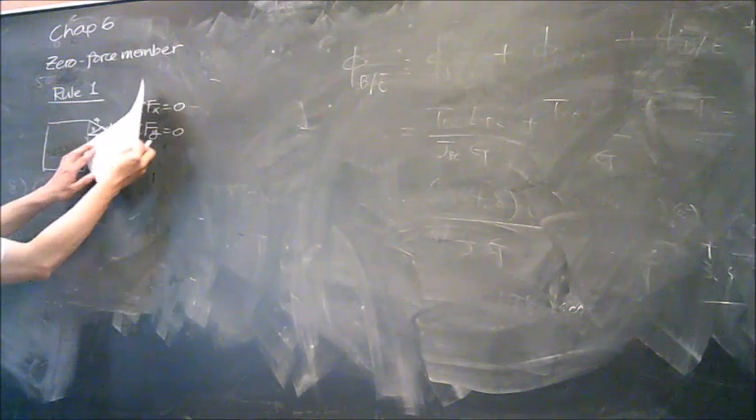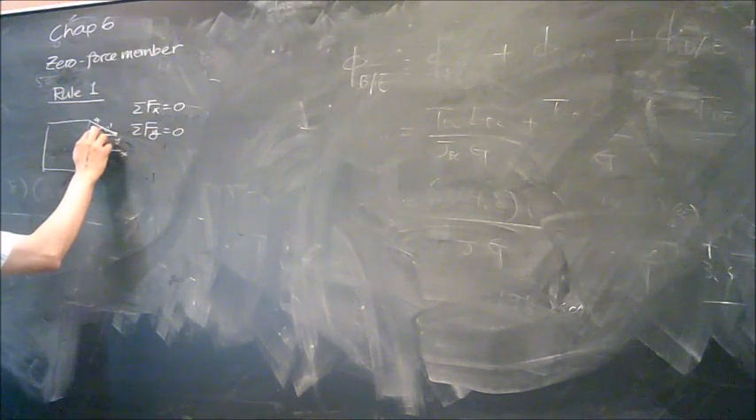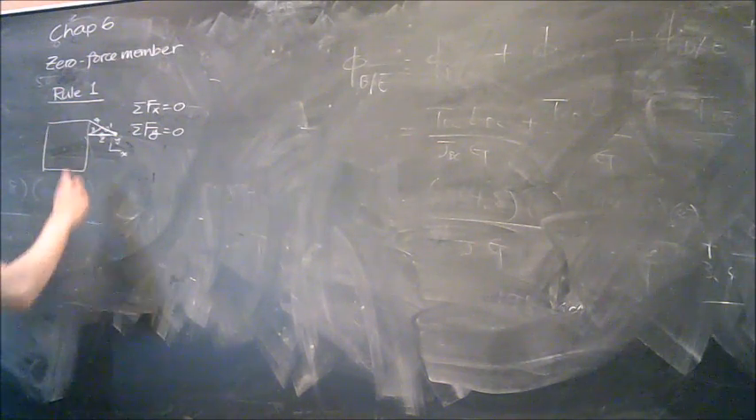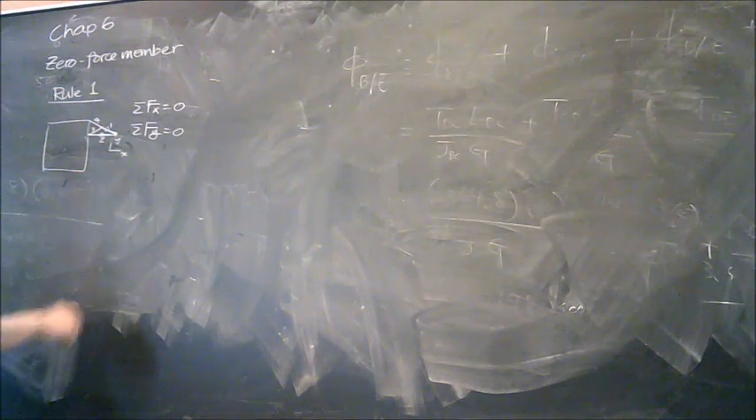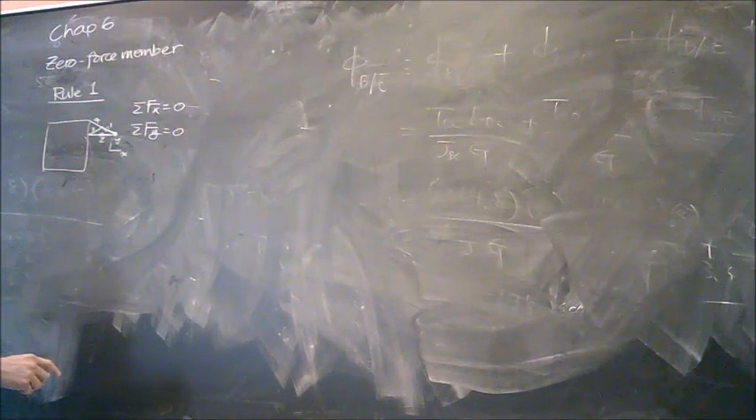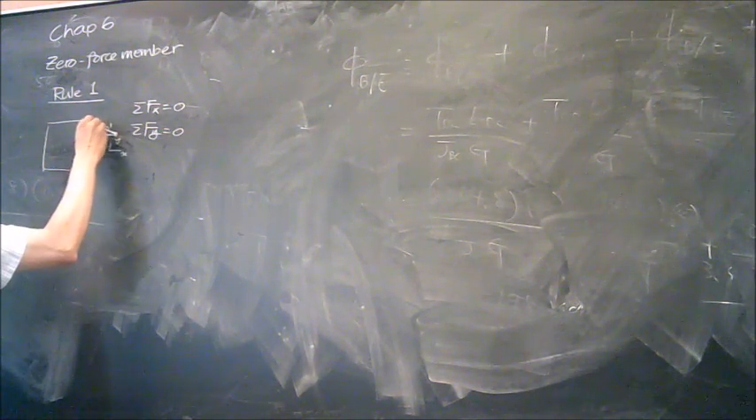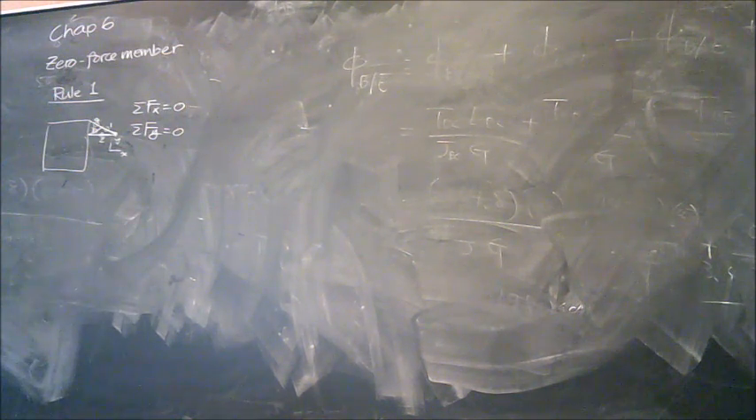And when you remove those two, 3 and 4 become a structure sticking out from somewhere, and they don't have any external force applied to them. So 3 and 4 are going to be zero force members as well. Okay, that's rule 1.